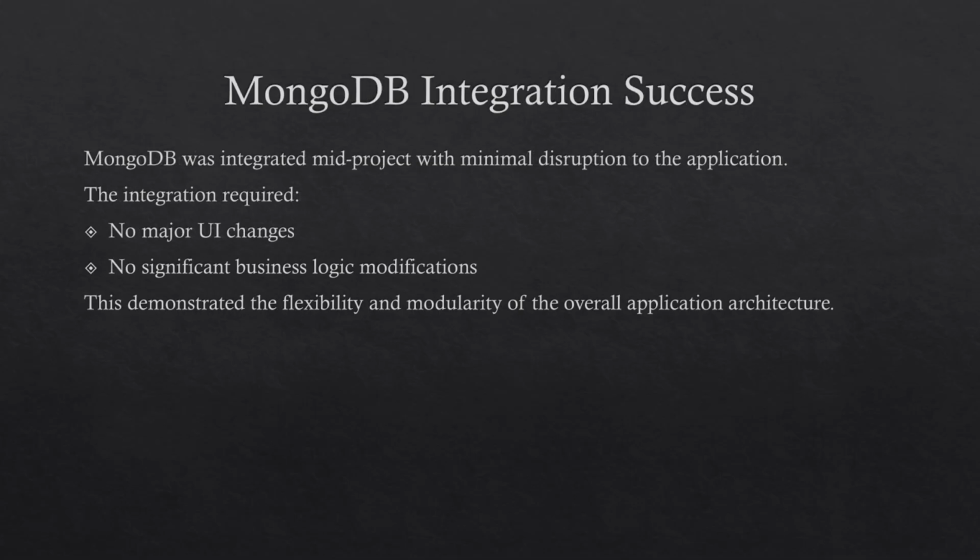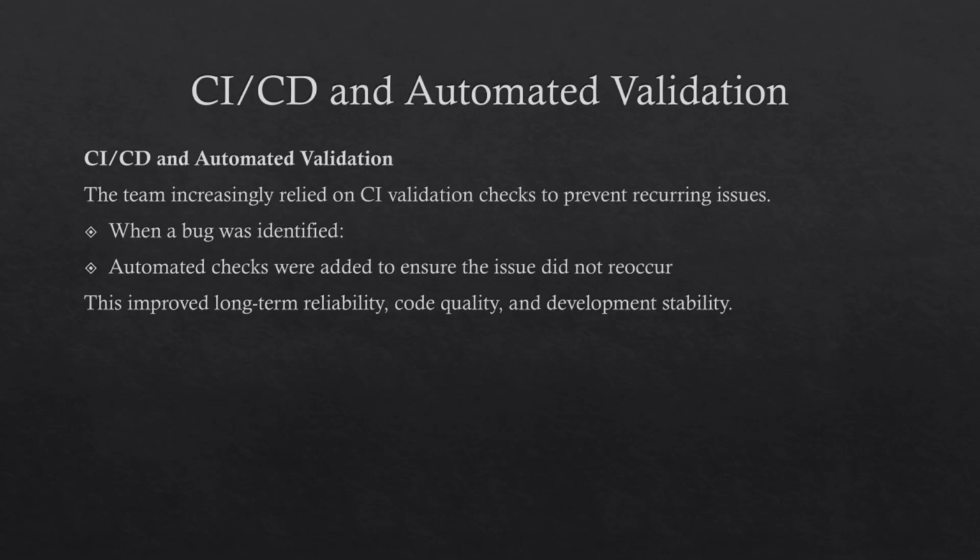And yeah, I think it was super easy to add MongoDB. We added that mid-project. It required zero changes to the UI or business logic. We started to leverage our CI checks more to limit a class of bug. If it broke something once, then we would write checks to make sure that it didn't keep resurfacing.